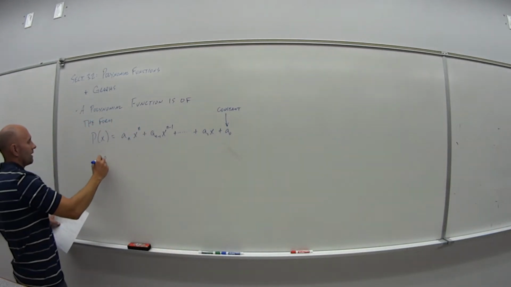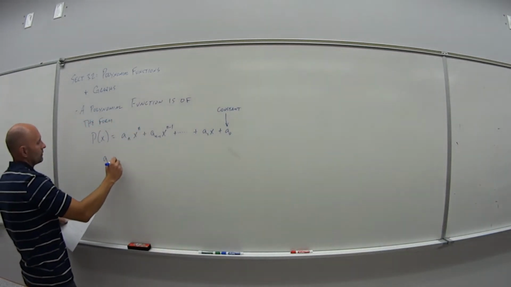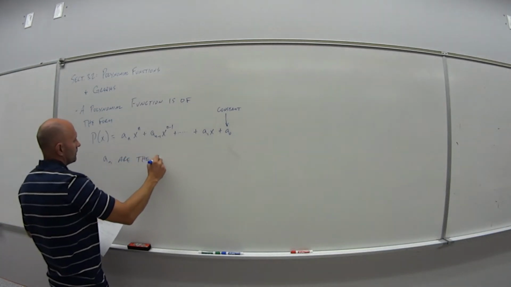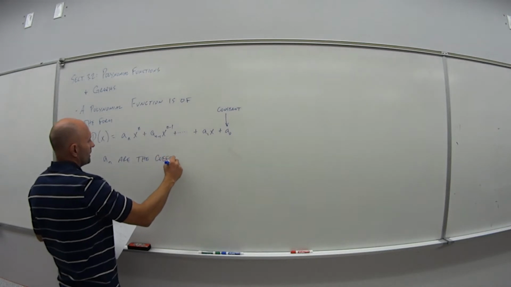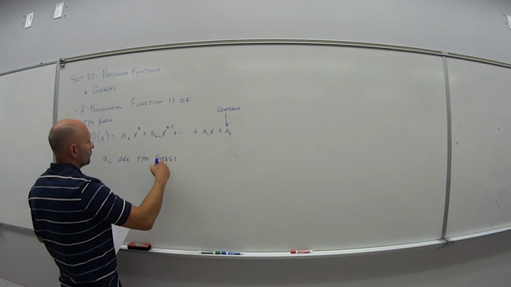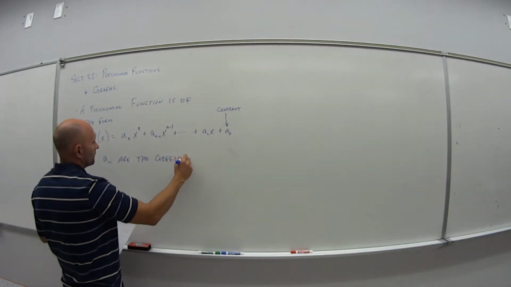And again, these a_n values are the coefficients of the x variable, or y variable, or whatever variable is in this polynomial. Coefficients.